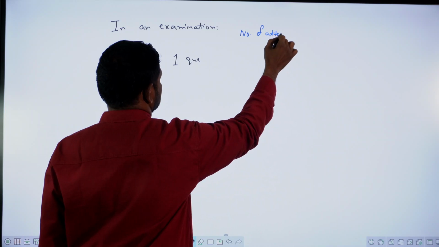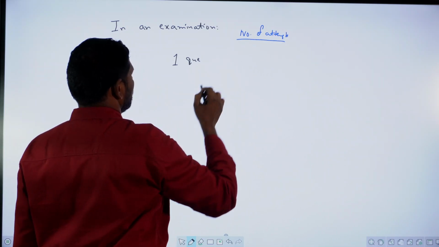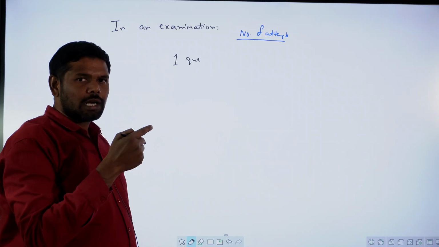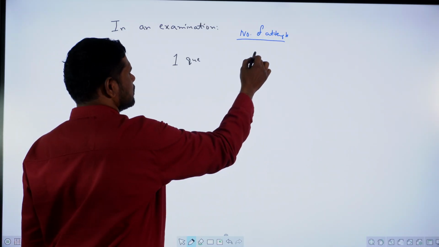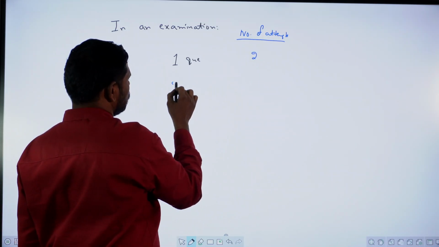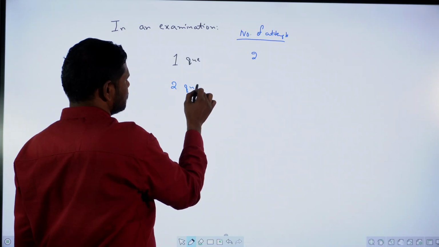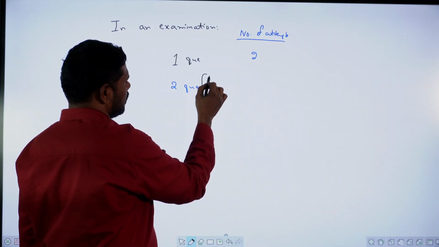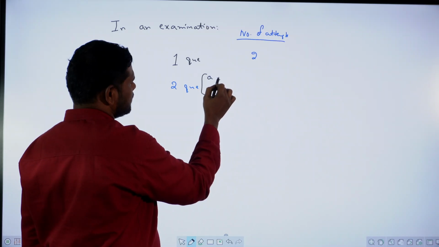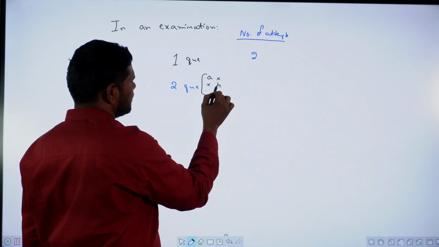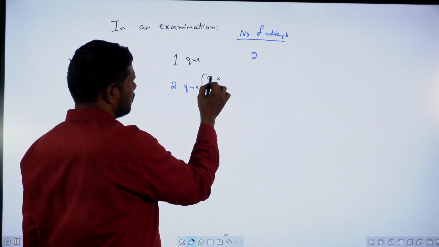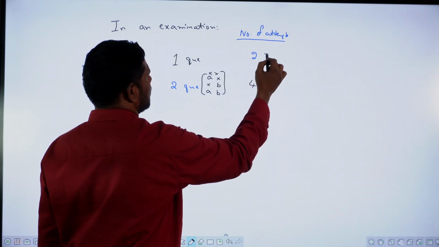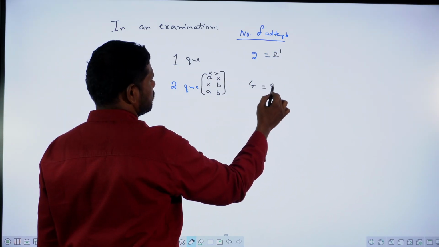Number of attempts, right? We can attempt a question or not attempt it. So how many ways? Two ways. If two questions are there, how many ways? Here I am writing: A is attempted, B is not attempted. A is not attempted, B is attempted. A and B both attempted. Both not attempted. So how many ways? Similarly, 2 power 1, it is 2 square.